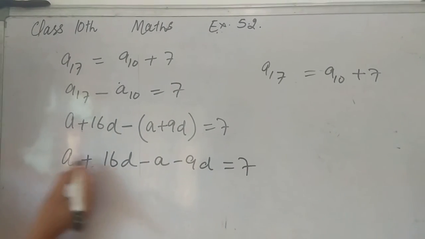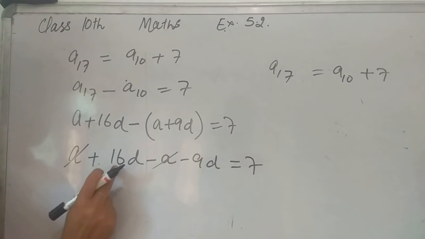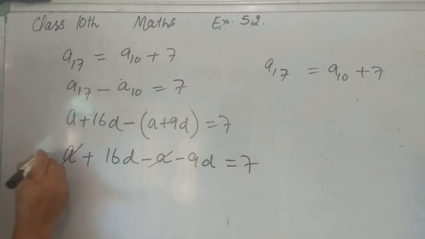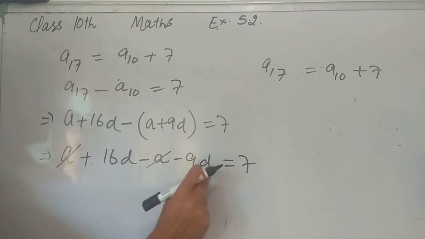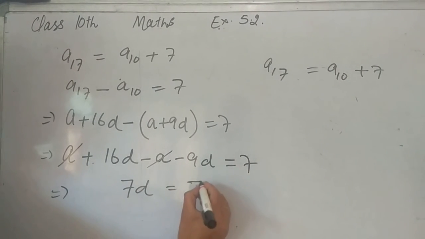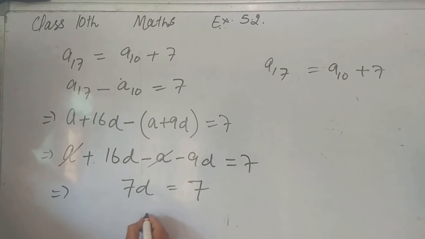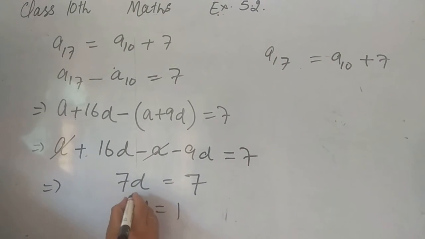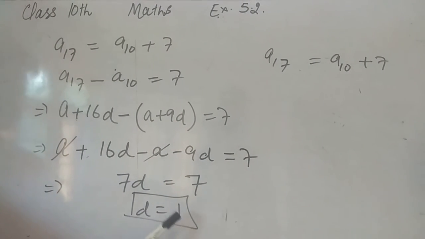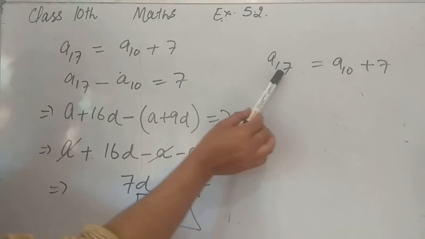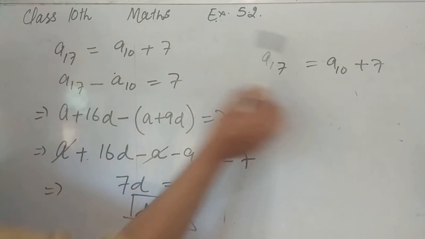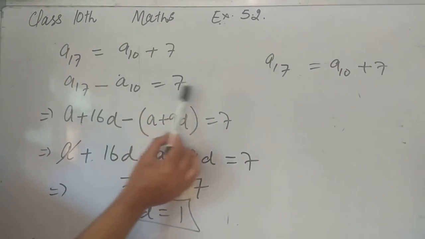Now dear students, it is positive and negative, they will get cancelled. 16D minus 9D, 16 minus 9, that is equal to 7D. So we get in the difference 16D minus 9D, we get 7D is equal to 7 on the right hand side. So D is equal to 7 divided by 7, that is equal to 1. Therefore the common difference of this arithmetic progression which we have to find will be 1. The question said the 17th term exceeds the 10th term by 7.